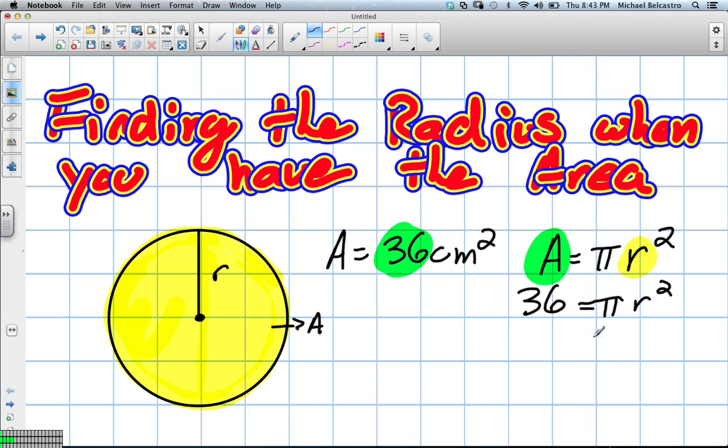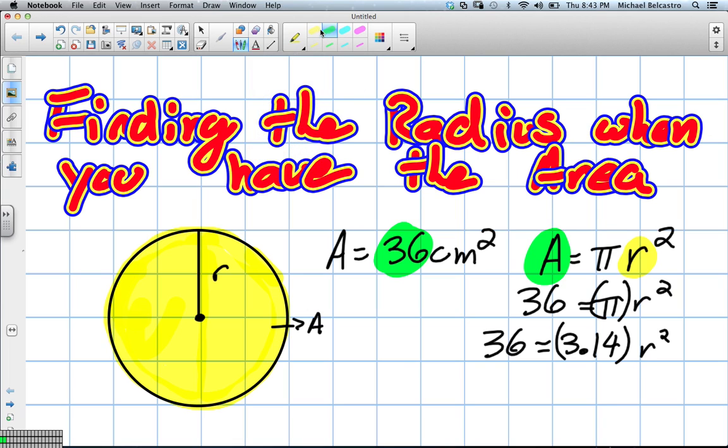Now, pi is actually a number. What number is it? Let's replace pi with that approximated number. 36 is equal to 3.14 times r squared.